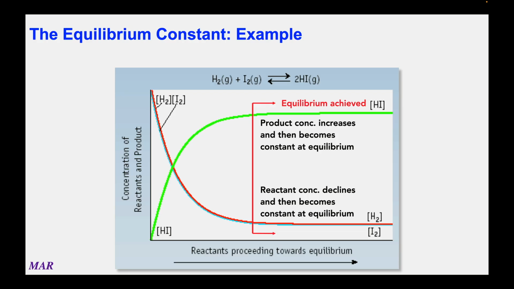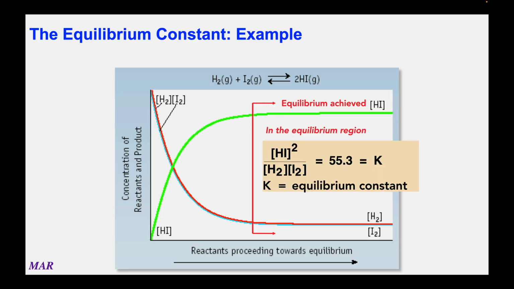You want the HI amount to be relatively the same, and you want the H2 and the I2 amount to be approximately the same. So in the equilibrium region, when you want to write an equilibrium constant, that equals products over reactants. There's a 2 in front of the HI, so we would write HI squared divided by H2 and I2. And again, the square brackets mean moles per liter. Now, the value of this equilibrium constant has been studied quite a bit, actually, and the value is 55.3.